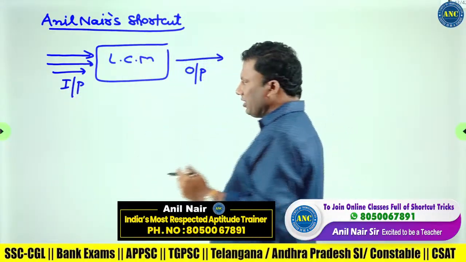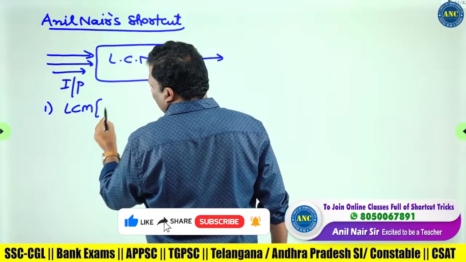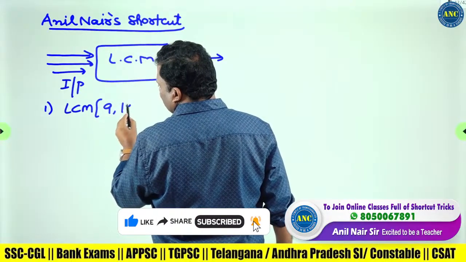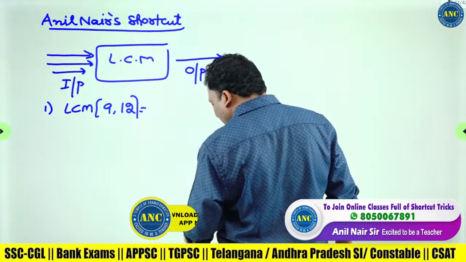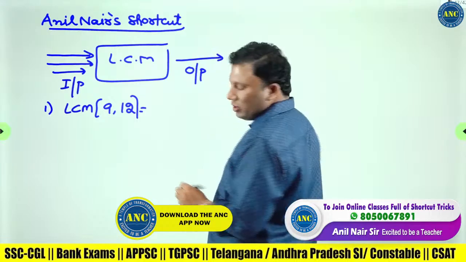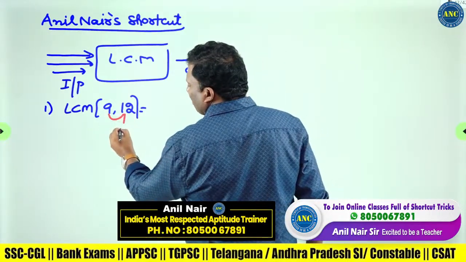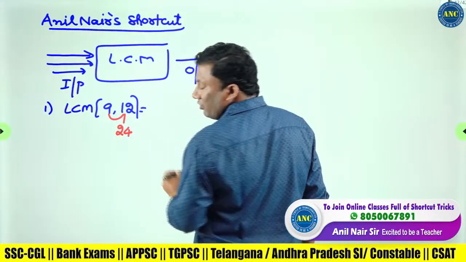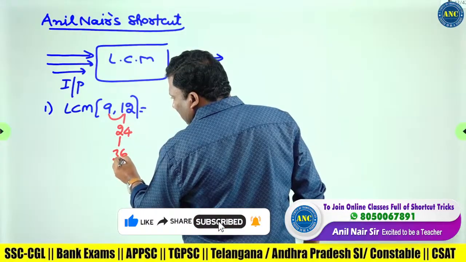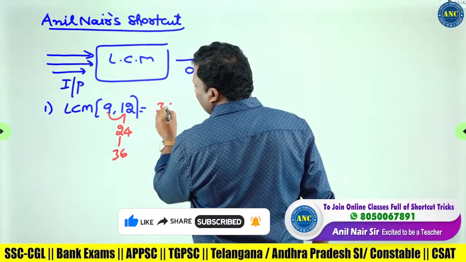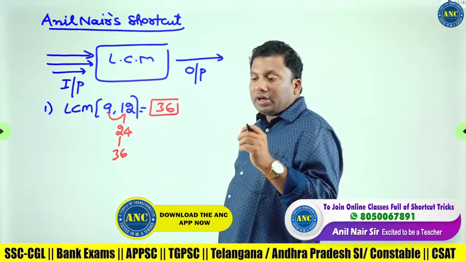One interesting observation is there. Suppose LCM of 9, 12. If I go by the previous approach, 12 is not divisible by 9. Multiple of 12 is 24. 24 is not divisible by 9. 12 3s are 36. 36 is divisible by 9. Answer is 36.